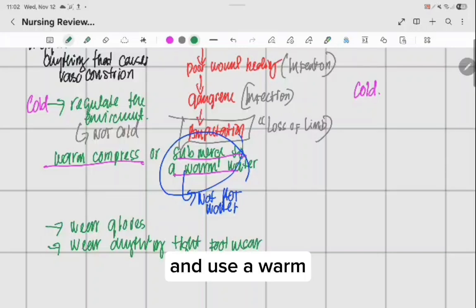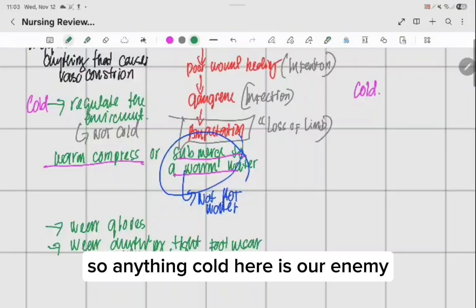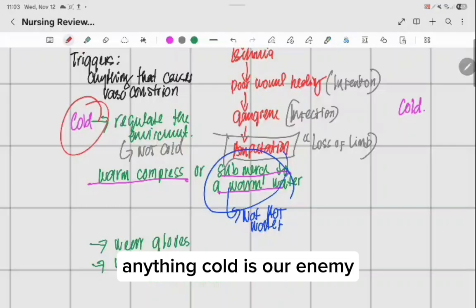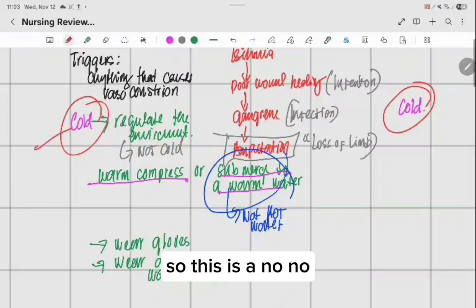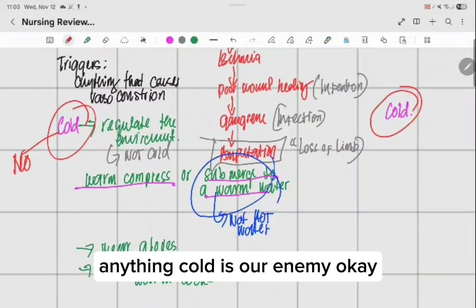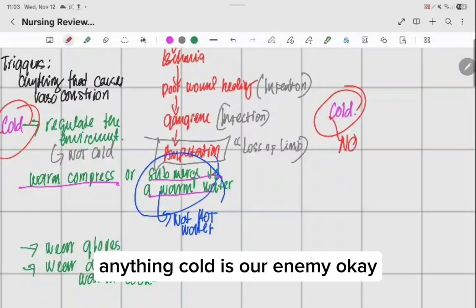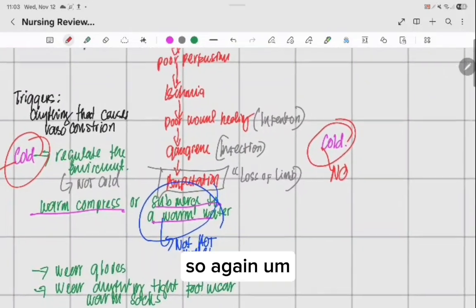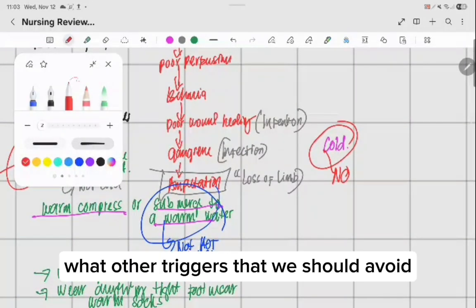And use warm socks. Okay, warm socks. So anything cold here is our enemy. Okay, anything cold is our enemy. So this is a no-no. Anything cold is our enemy. So again, what other triggers that we should avoid?